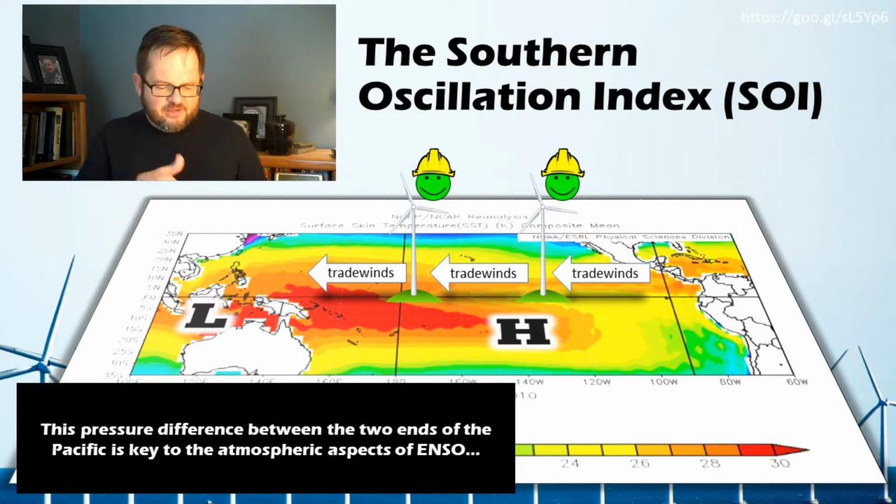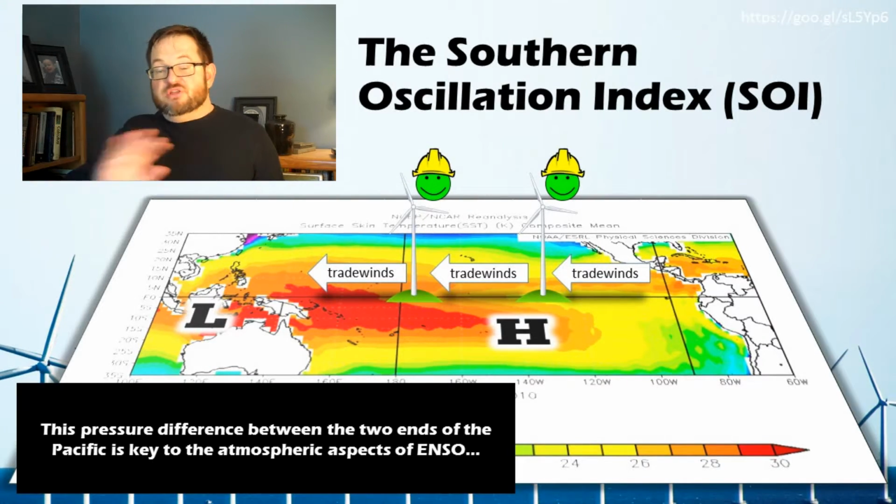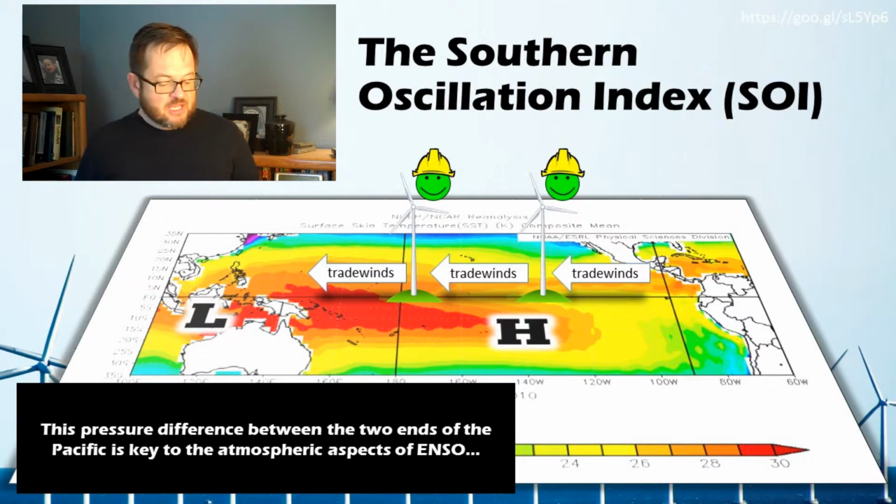Now, if I just bring back this diagram that showed the average conditions across the Pacific, it'll help us see how the Southern Oscillation Index is going to work as a measure of whether it's an El Nino or a La Nina going on. That area of low pressure near Australia and Indonesia, and that area of high pressure in the eastern and central Pacific, are kind of key to the atmospheric aspects of ENSO, right? They were a big part of the reason why the trade winds were blowing the way they were and so on.